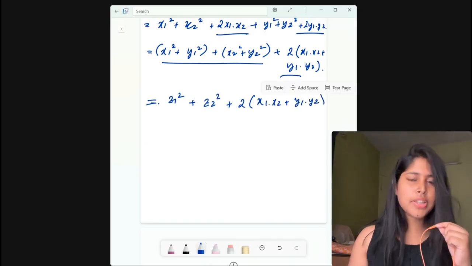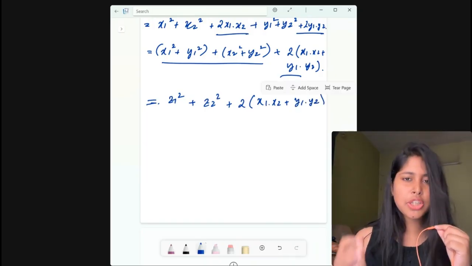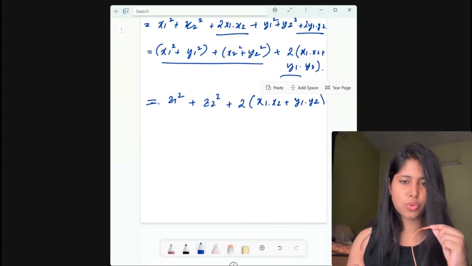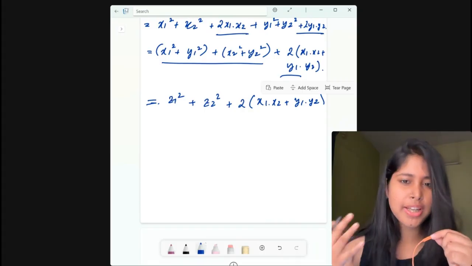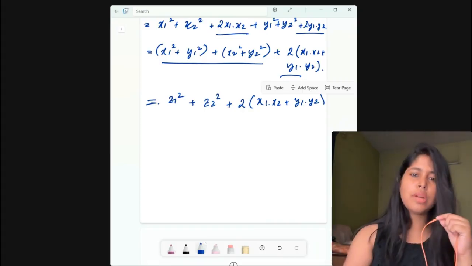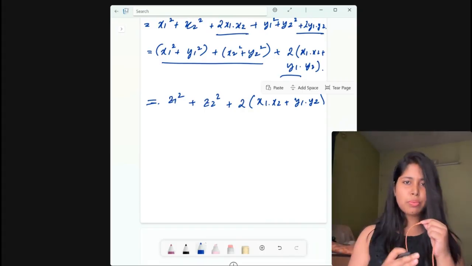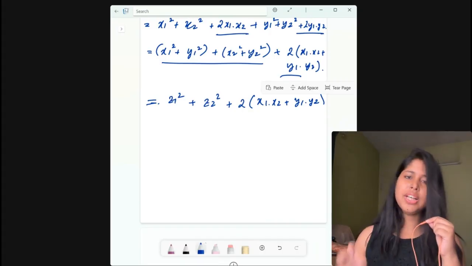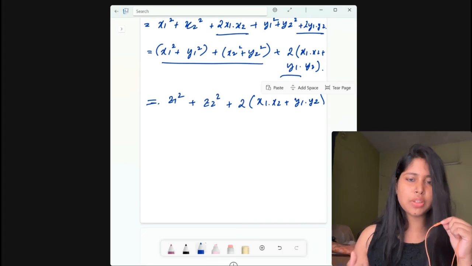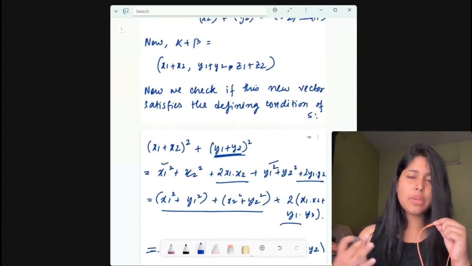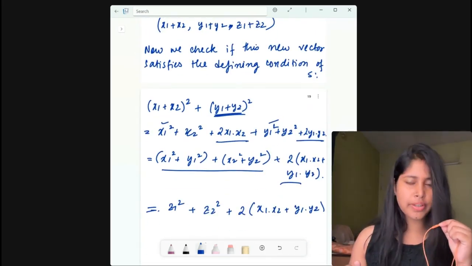right? But this is not given in the condition. The condition is only z1 square plus z2 square, right? But what we are getting here, in the left hand side we are getting z1 square plus z2 square plus 2 into x1 x2 plus y1 y2, right? But in the right hand side we should only get z1 square plus z2 square, right?